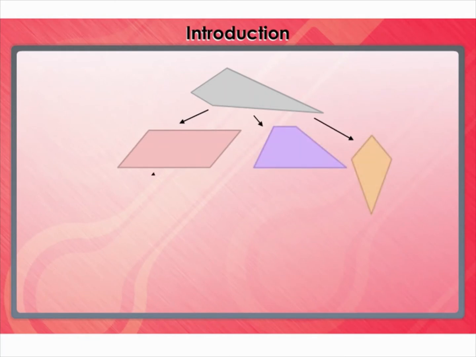Introduction. Quadrilateral. A quadrilateral is a four-sided polygon with four angles, but the sides have to be straight and it has to be two-dimensional.